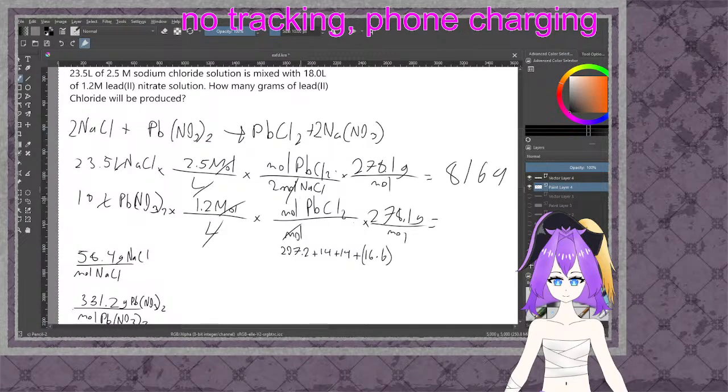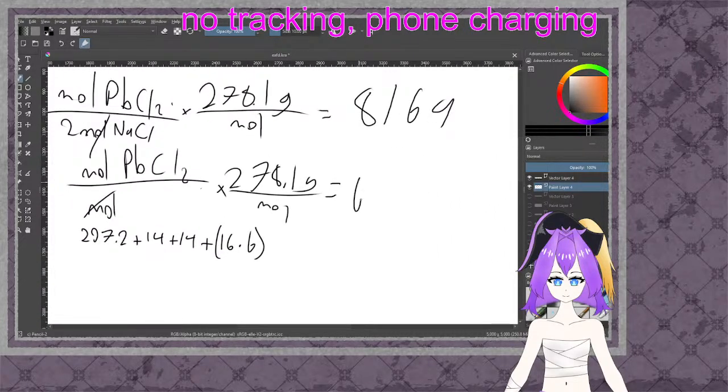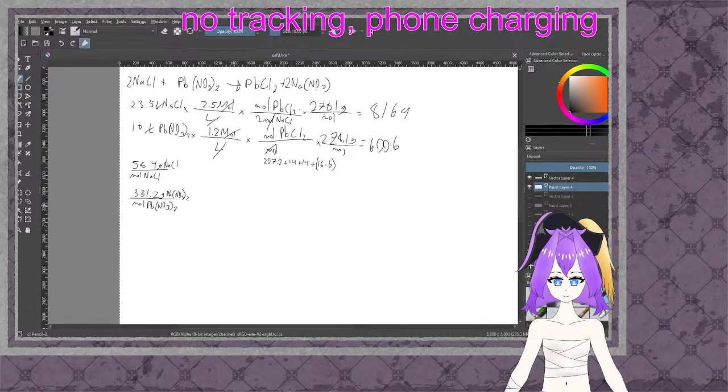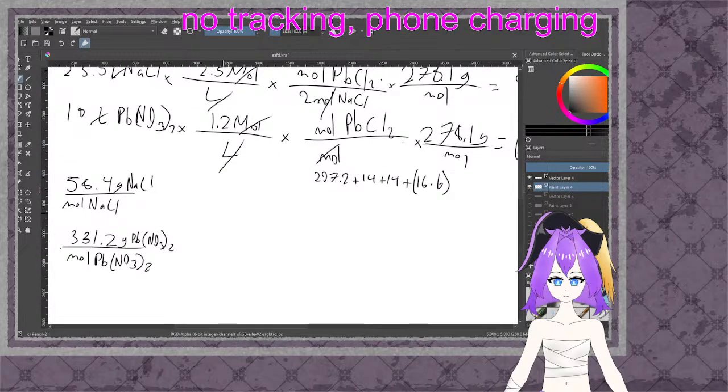And then for the second one, it's just 18 times 1.2 times 278.1, which gives us 6006. So our limiting reactant is 6006. Our limiting reactant is this. So now we can move forward with that stoich.